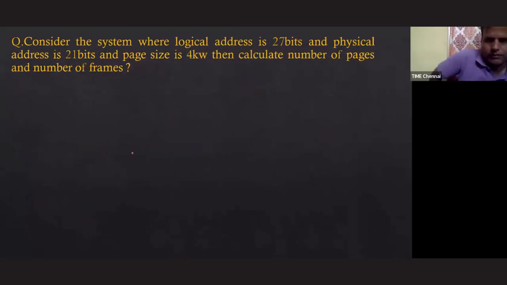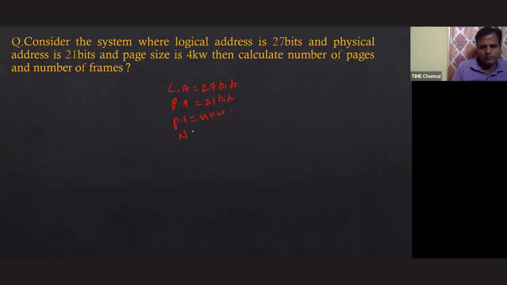So we'll see the first one. Consider a system where the logical address is 27 bits and the physical address is 21 bits. And remember one thing: whenever you are solving a memory management problem, make sure that first of all you collect the data, because it will guide you as to which formula is applicable. Page size equals 4 kilo word. Calculate the number of pages and number of frames.